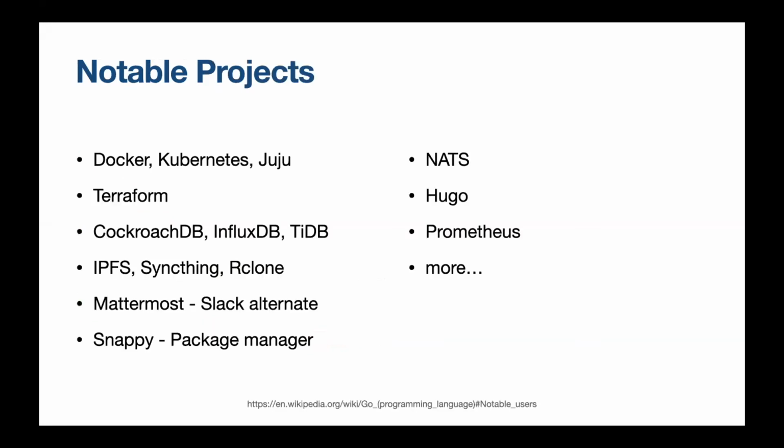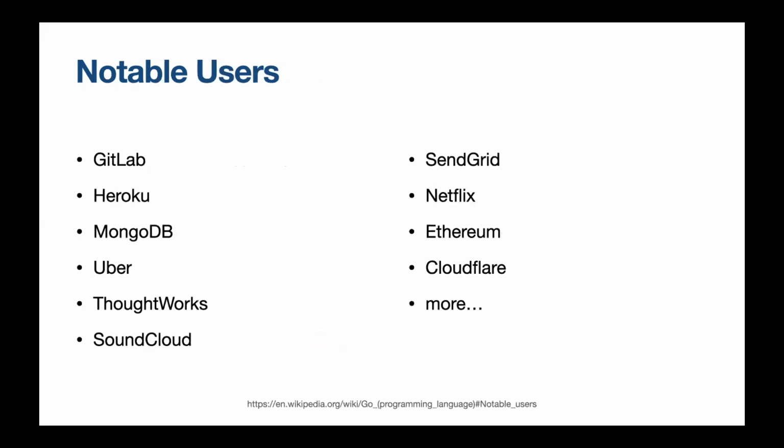Some of the notable projects which you may already be using are Docker, Kubernetes, Terraform, and Prometheus. And there are many more. You can find these on Wikipedia. Some of the notable users are GitLab, Heroku, Netflix, Cloudflare, and even ThoughtWorks. Recently they started using Go. Java was their preferred language, but they started implementing their solutions in Go.